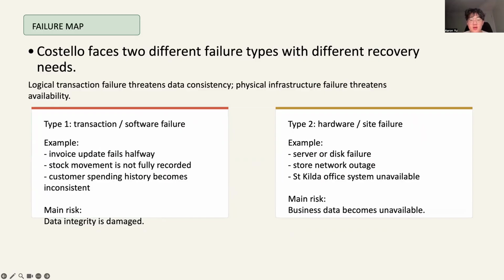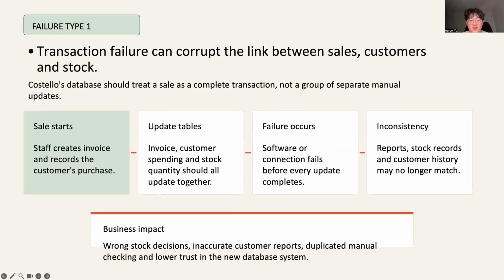The second type is hardware or site failure. It threatens data availability. For example, the database server may fail, a disk may crash, the store network may be unavailable, or the sync of the system may go down. These two failure types require different recovery approaches because one mainly affects data integrity, while the other mainly affects data access and availability. The first failure type is transaction failure.